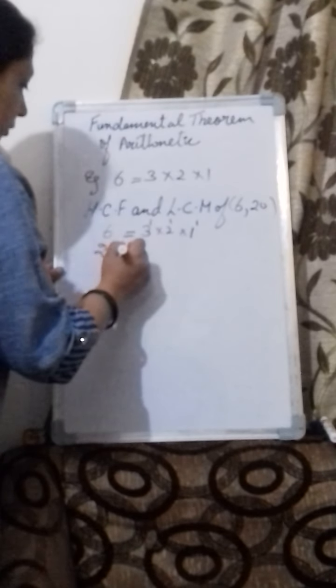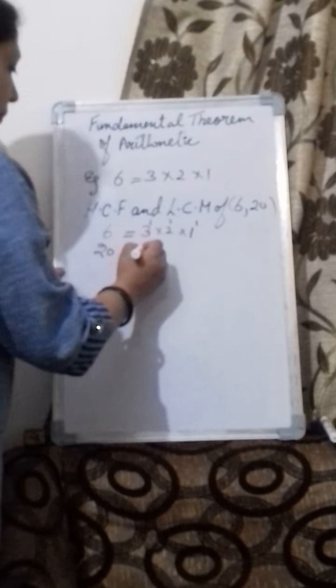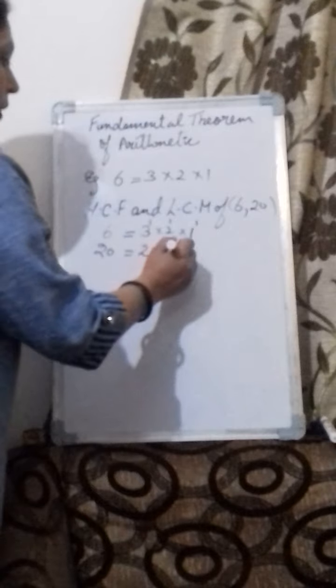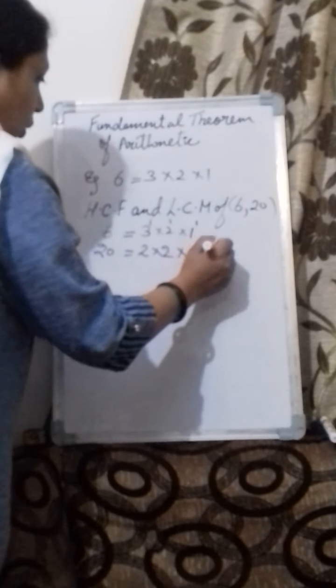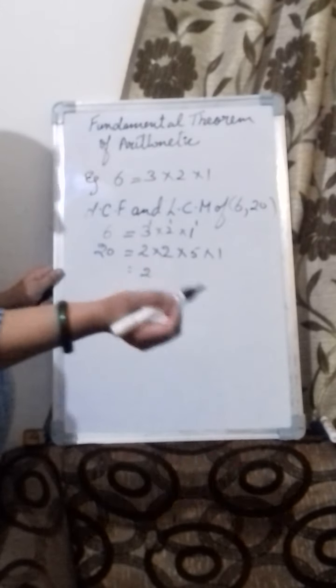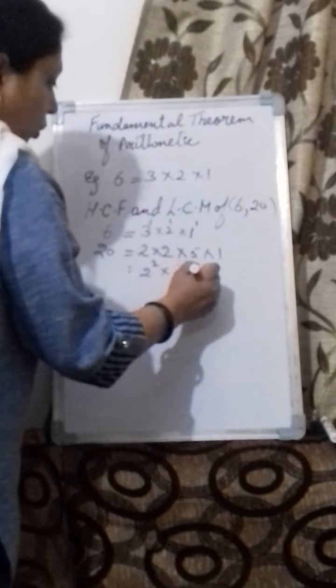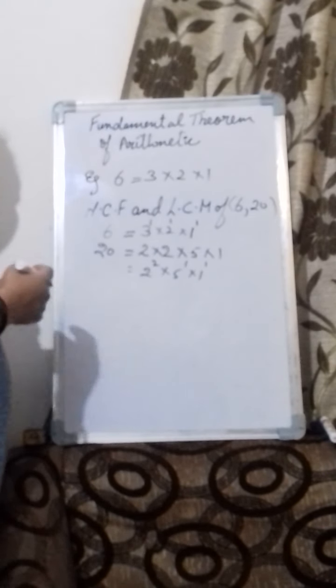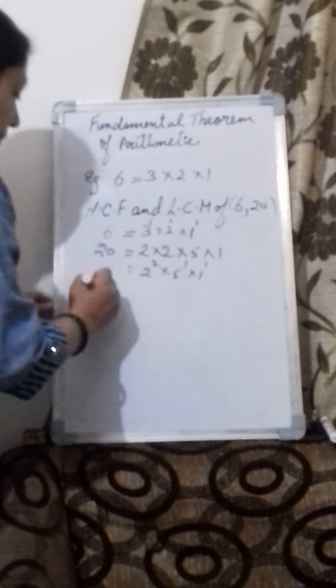And 20 we can factorize as 2 into 2 into 5 into 1. That means we can write it in the form of powers. It will be 2 to the power 2 into 5 to the power 1 into 1 to the power 1. So on this basis, what conclusion can we take out from here.